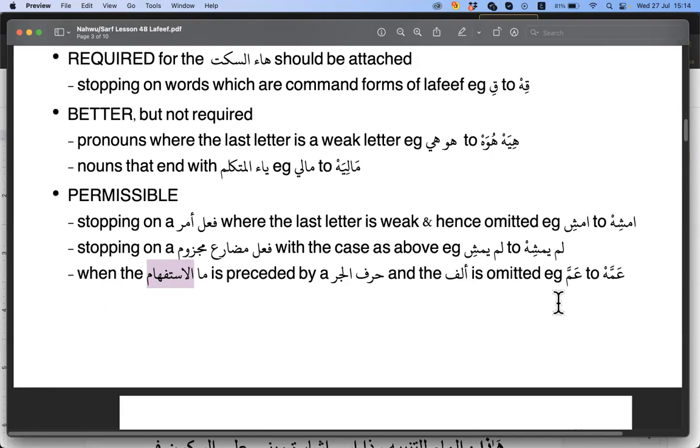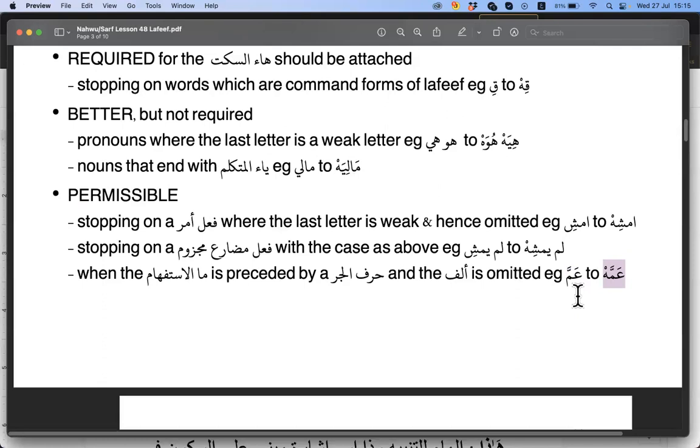But once it's attached to a harf jar and the alif gets dropped, then automatically that tells you that it's istifham. It cannot be mausul already. Cannot be shart. Cannot be other things. So this one, for example, amma yatasalun, this is permissible. Obviously not when we read the Quran, but as an example. Are you all with me?